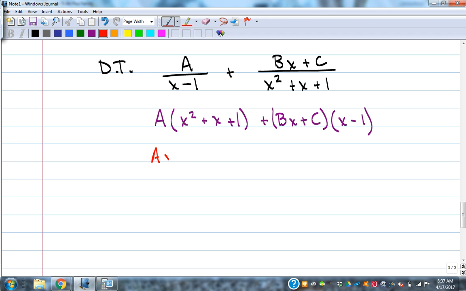So that's going to get us ax squared plus ax plus a plus bx squared minus bx plus cx minus c. Sorry, I got that as an a. So distributing the a to those gets this. FOIL method, distributive property, whichever way you want to think of that. Bx times x is bx squared, bx times -1 is negative bx. C times x is cx, c times -1 is negative c.